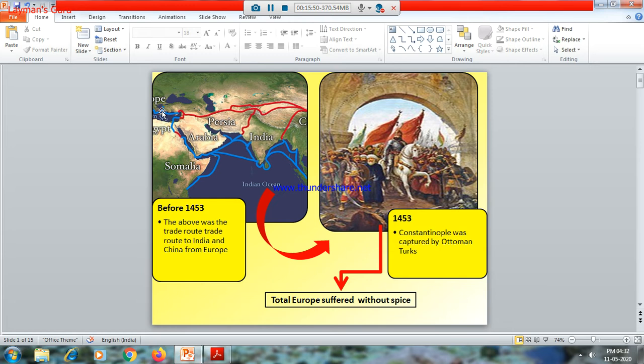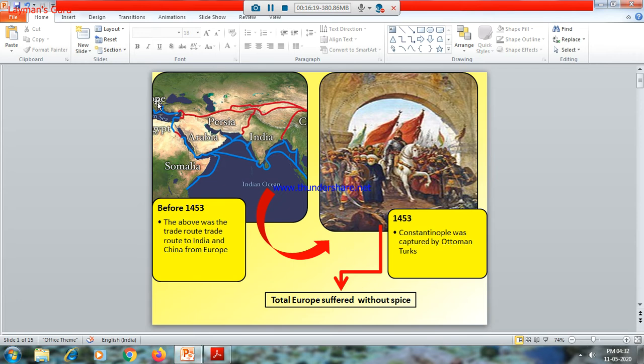So what did they have to do? They had to depend only on this route. At that time, in 1453, the Venetians were powerful and controlling this sea. So the Arabians would procure the spices and give them to the Venetians. The Venetians would go to Europe and give them in auctions, not sale.